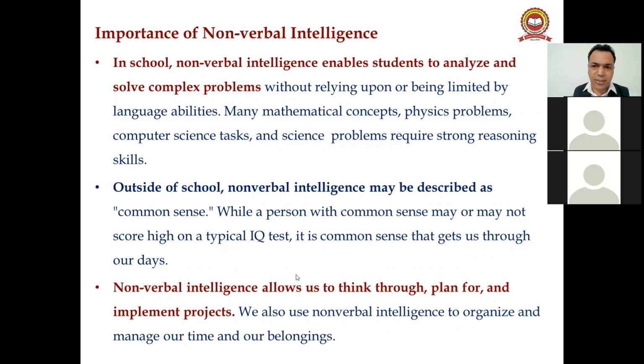Many mathematical concepts, physics problems, computer science tasks, and science problems require strong reasoning skills, right? So lastly, non-verbal intelligence allows us to think through, plan for, and implement projects. We also use non-verbal intelligence to organize and manage our time and our belongings, right? So verbal as well as non-verbal, both types of intelligence are necessary, right?